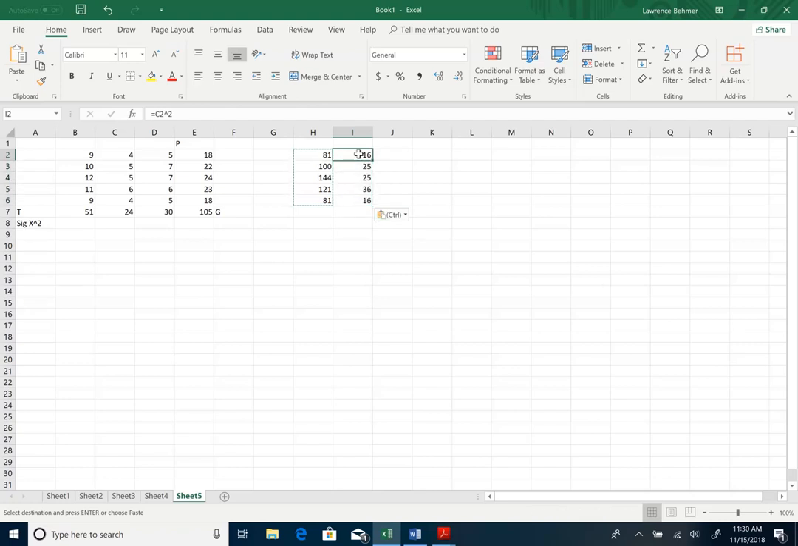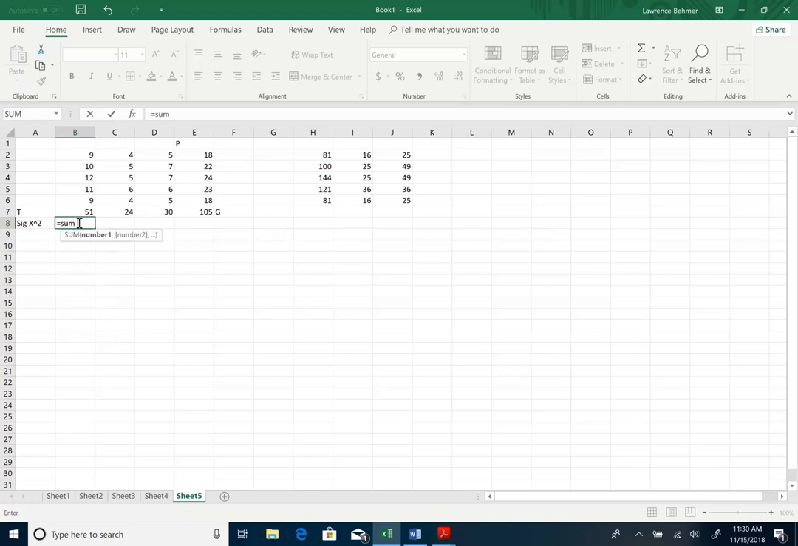So note here, I got a 16, so 4 squared is 16, 5 squared is 25, 5 squared is 25. You can do the same thing for the third column as well. And now if I want to get my sigma x squared, I can just run a sum function again. I can highlight that first column, and then I can just again copy and paste my way through.